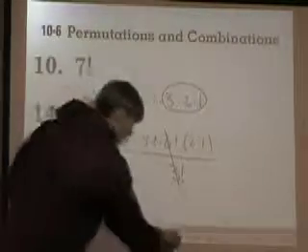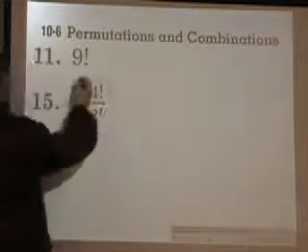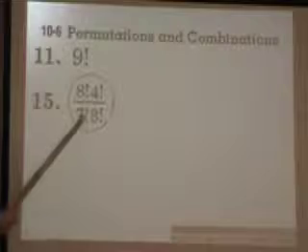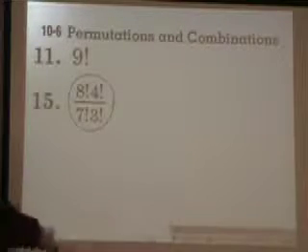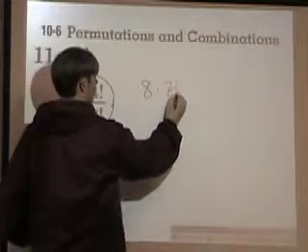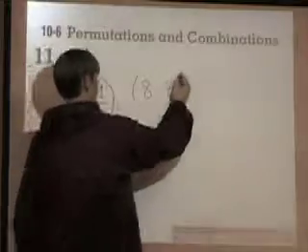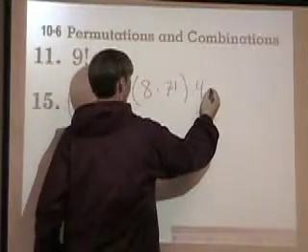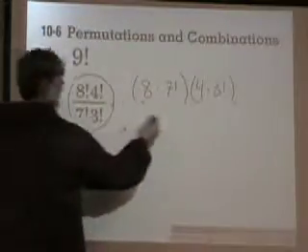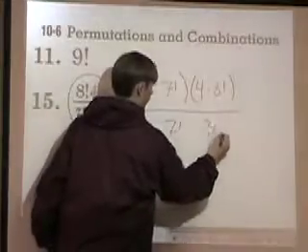Okay, so let's see if there's another one here. Try this one with me. You've got to see what cancels now. You see 8 factorial and 7 factorial on the bottom. So you know 8 factorial is 8 times 7 factorial, am I right? And then 4 factorial is 4 times 3 factorial. Then on the bottom I divide by 7 factorial and 3 factorial.